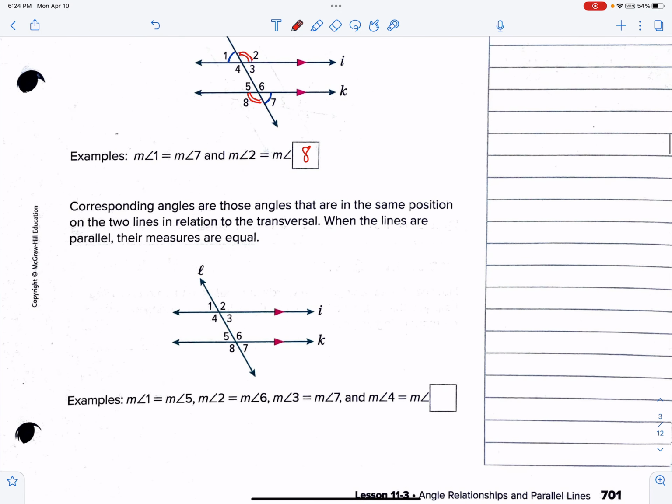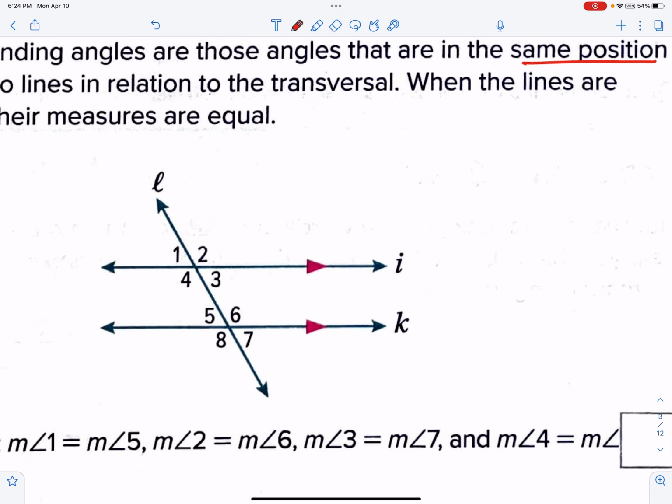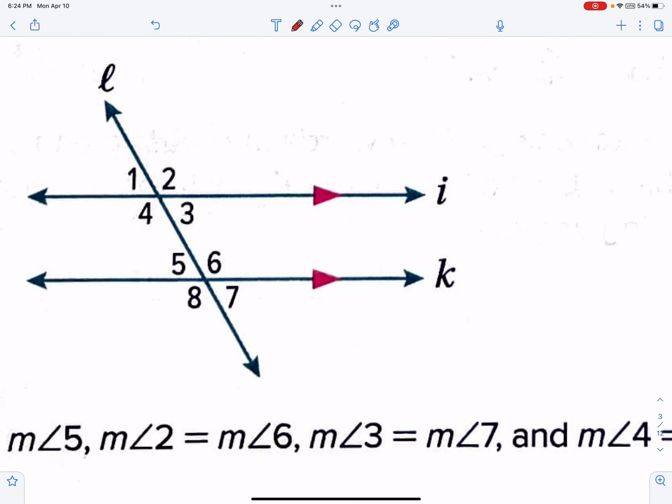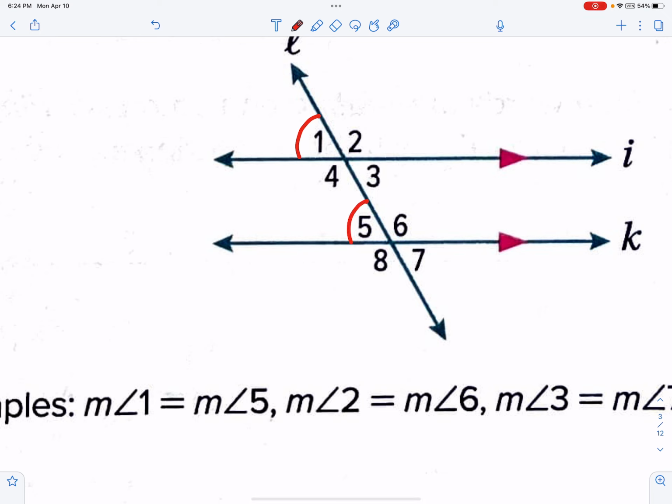The next ones are corresponding. Corresponding just means that they're in the same position on the two lines in relation to that transversal. So corresponding has to be the same position. If you look, you have angle 1 and angle 5. They're both in that same position. They're on the same side.